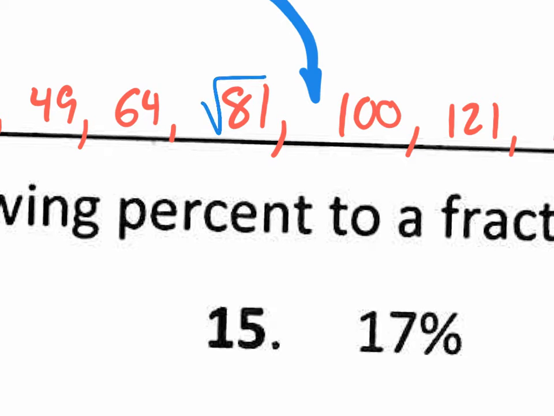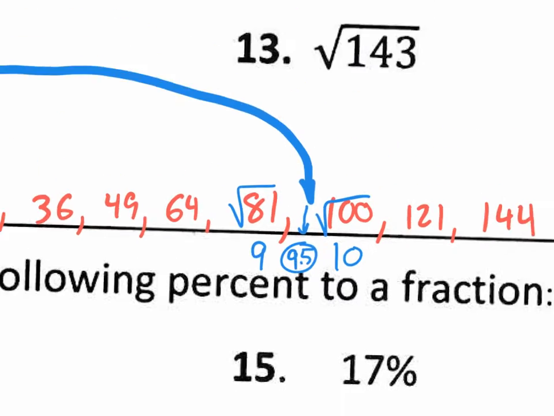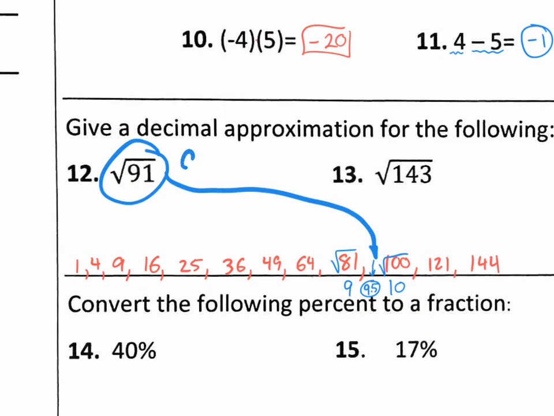So if I did take the square root of 81, that's 9. If I did take the square root of 100, that's 10. My answer has to be pretty much in the middle. So what's the middle? 9.5. 9.5 is the answer to number 12. 9.5. And you should put the approximation symbols, the little squiggly equal sign, because it's not exact.